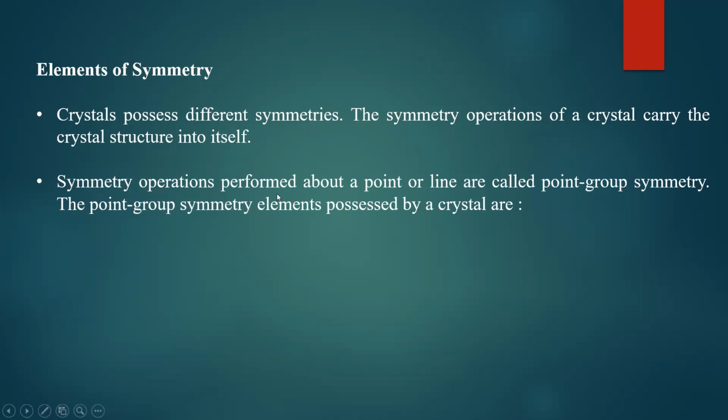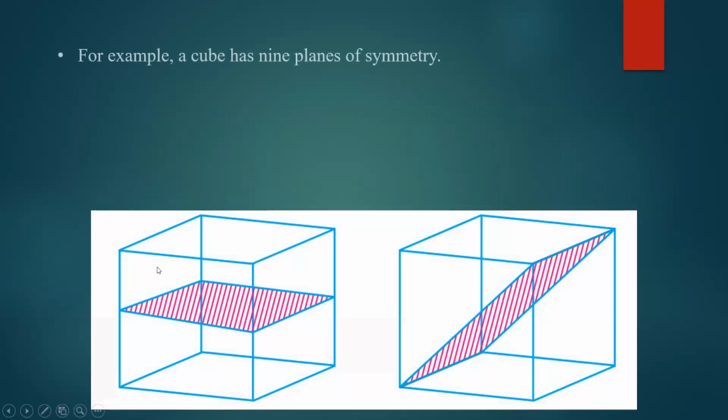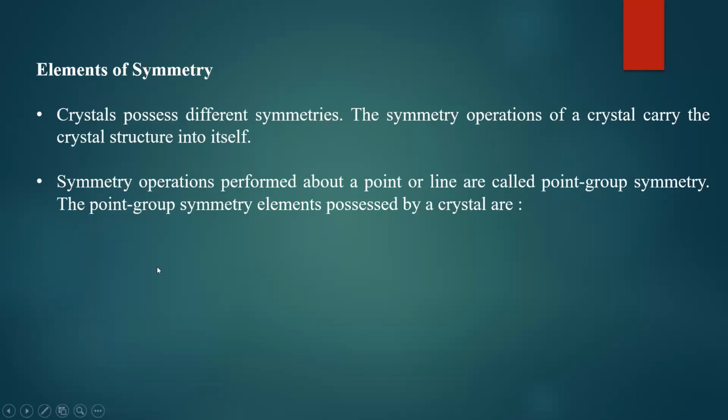Symmetry operations performed about a point or a line are called point group symmetry. So the symmetry operations can be arranged in terms of groups in accordance with mathematical group theory. The point group symmetry elements possessed by the crystal are, one is plane of symmetry, second one is axis of symmetry. We'll come to that. So two different types of point group symmetries are there. One is plane of symmetry.